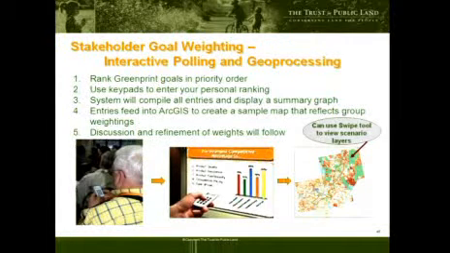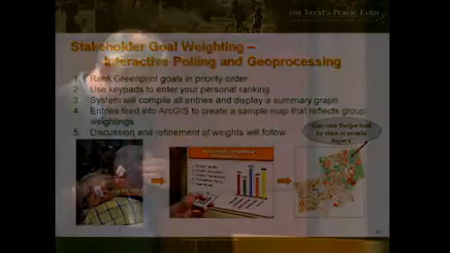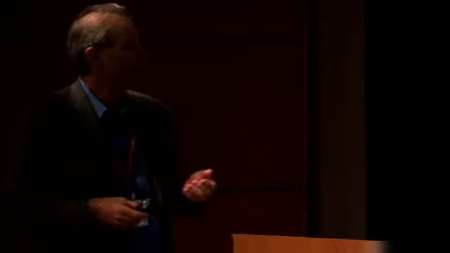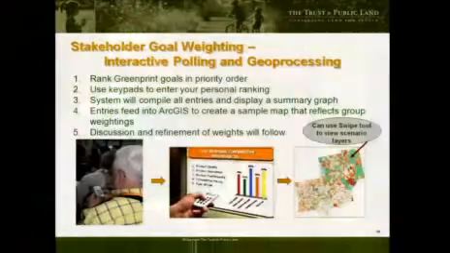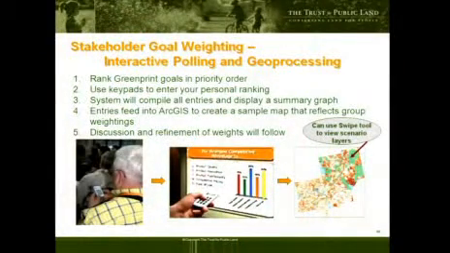And once we were able to bring those maps back to the community, we had a process, and that's why I'm wearing this special little orange thing around my neck, where we use keypads which we give to community members and stakeholders in these meetings, and they're actually able to vote in real time on their priorities. So if there are 6 different priority areas, they rank them 1 to 6. And that shows up as a summary graph, and it also goes right into ArcGIS and creates a sample map that reflects those group weightings.